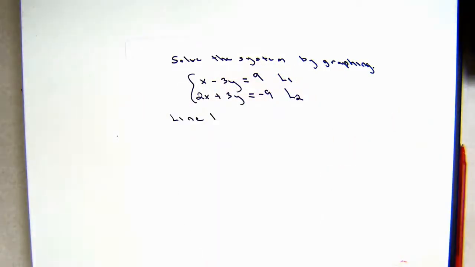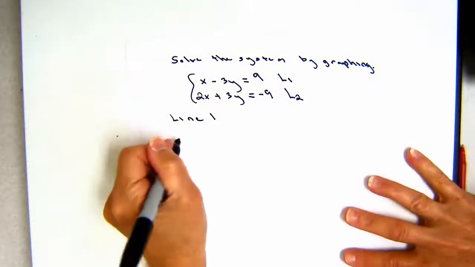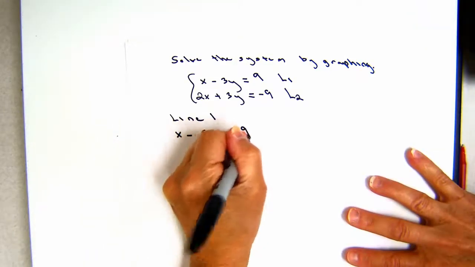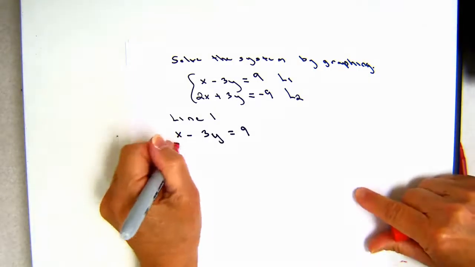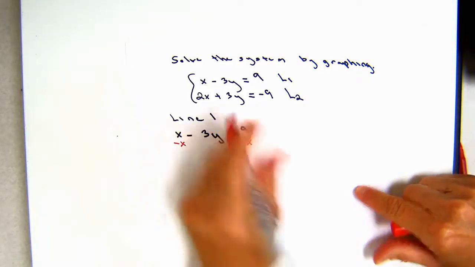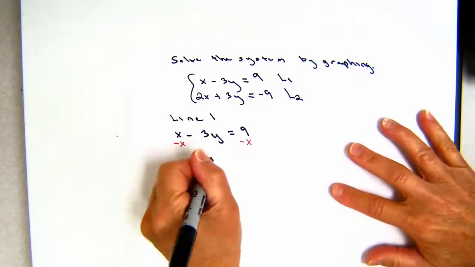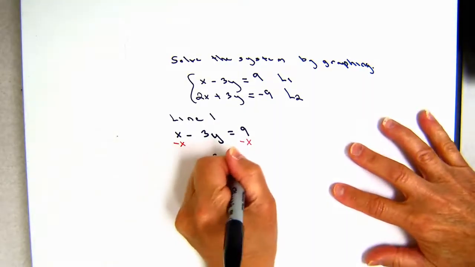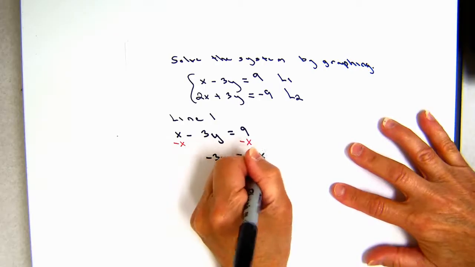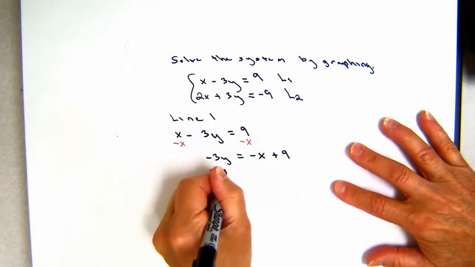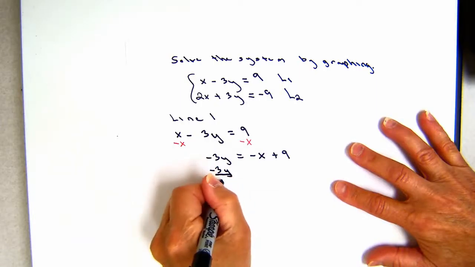So line 1 says what? x minus 3y equals 9. Now, to solve for y, I'm going to have to what? Subtract x from both sides. Subtract x. And then I get negative 3y is equal to negative 1x plus 9. Now I've got to divide each term by negative 3.